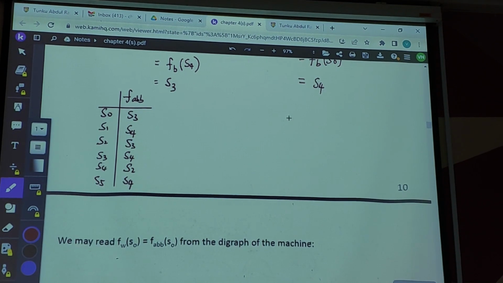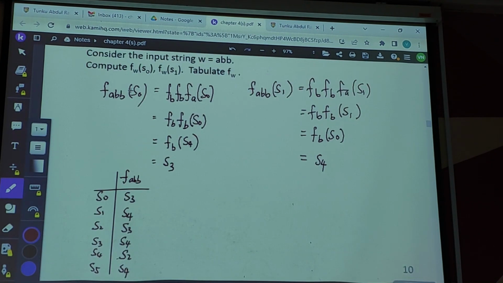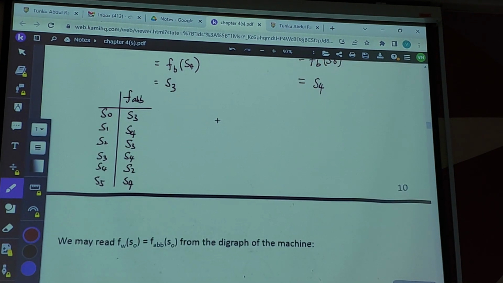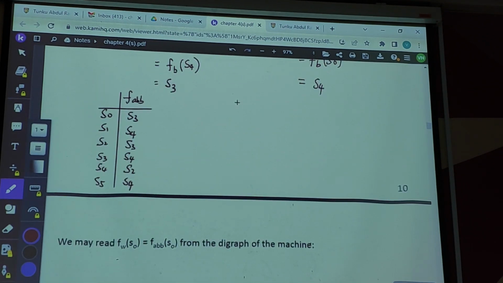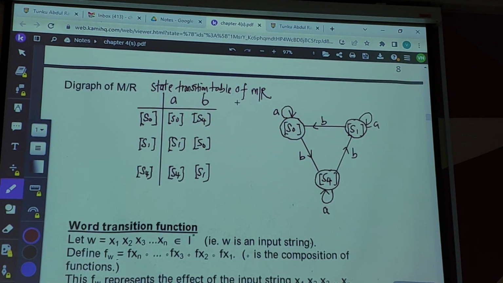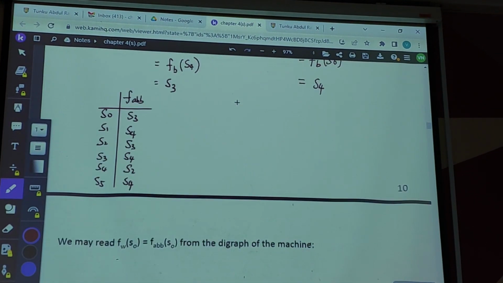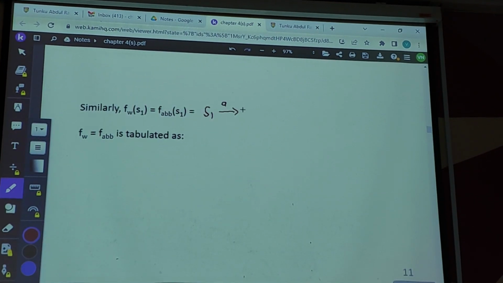Now you can do this using either this method or the diagram. You can get the answer from the diagram also. For example, if you do this S1, A, B, B, S1. You can start from S1 and then this is the input A. S1, after input A, go to where? S1. Okay, so here you just write S1.